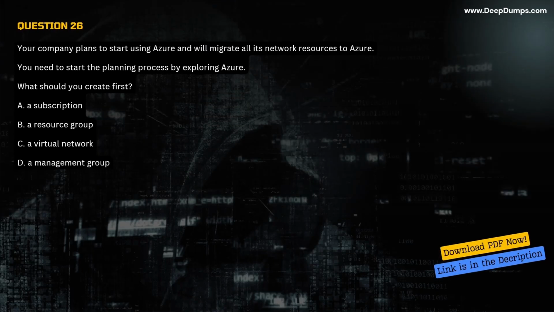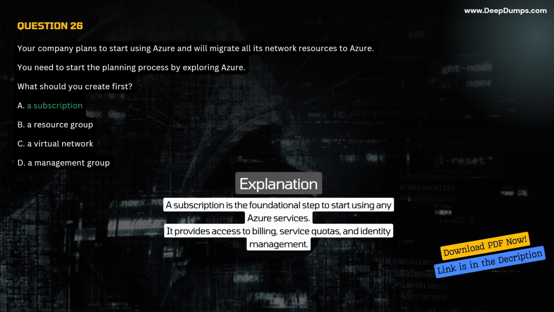Question 26. Your company plans to start using Azure and will migrate all its network resources to Azure. You need to start the planning process by exploring Azure. What should you create first? A. A subscription. B. A resource group. C. A virtual network. D. A management group. Correct answer is A. A subscription. Explanation. A subscription is the foundational step to start using any Azure services. It provides access to billing, service quotas, and identity management.